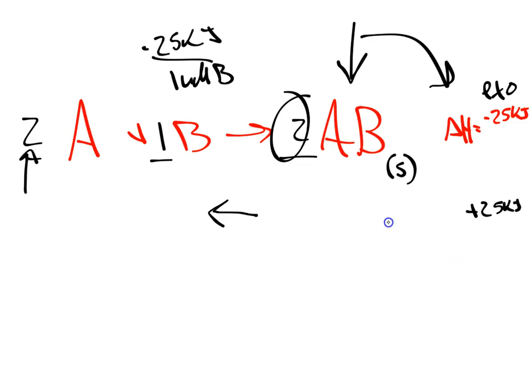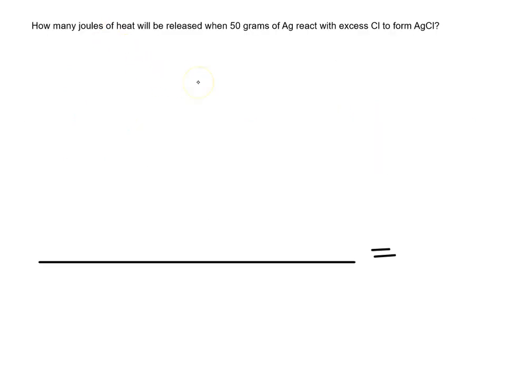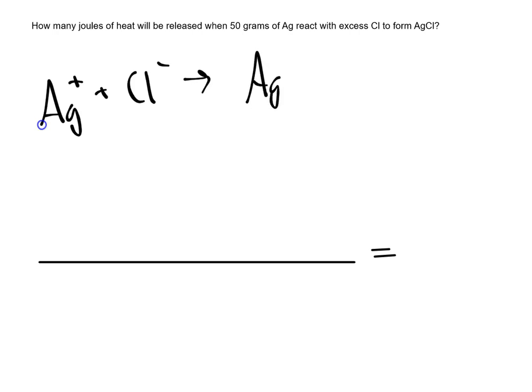Okay, now, let's just attack these problems. They're not super hard. Here we go. It says, how many joules of heat will be released when 50 grams of Ag react with chlorine to form AgCl? Now, you need more. You need to know Ag plus Cl minus goes to AgCl solid. And then I'll make this number up. Delta H, we'll just say it's equal to negative 70 kilojoules.